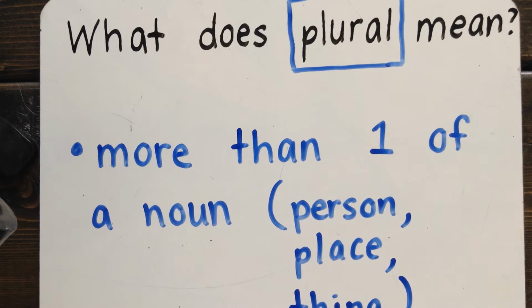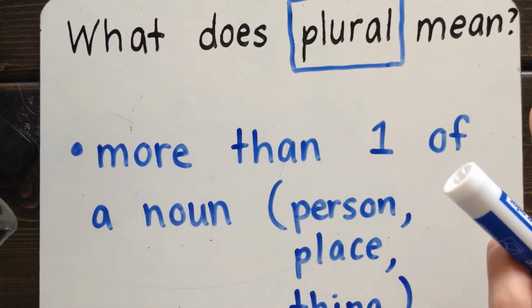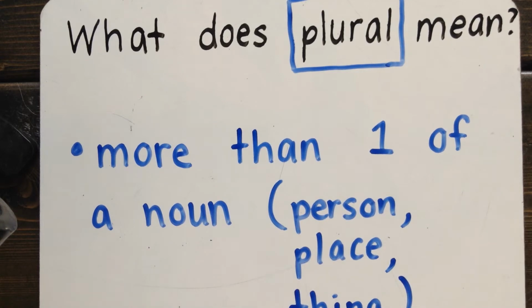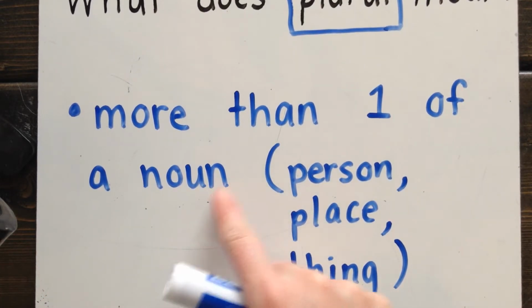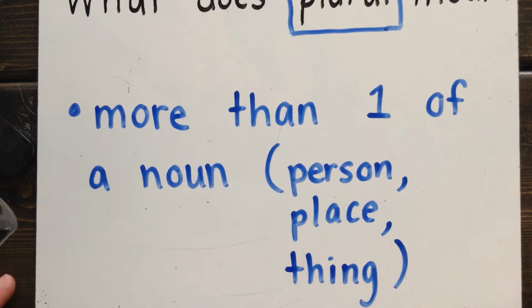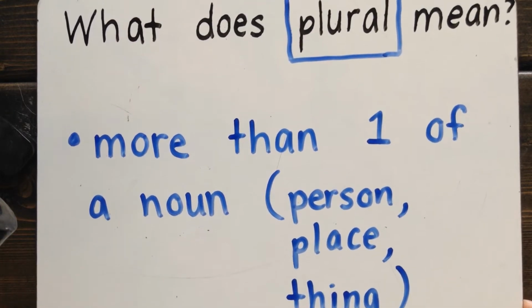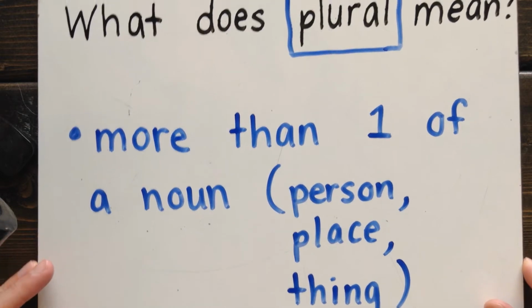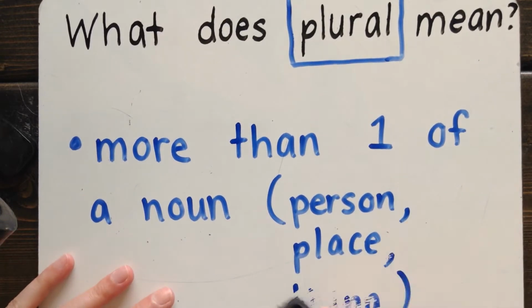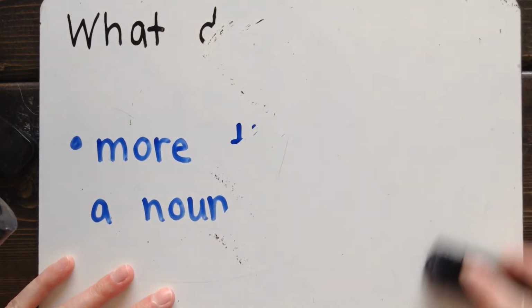Let's start with this question. What does plural mean? Plural means that there is more than one of a noun. If you can't remember the meaning of noun, I've written it here. A noun is a person, place, or thing. So if we're talking about plurals, we're talking about having more than one of a person, place, or thing. In other words, more than one person, more than one place, more than one thing. There's different rules we follow to make a noun plural, and we are going to look at some of those rules now.